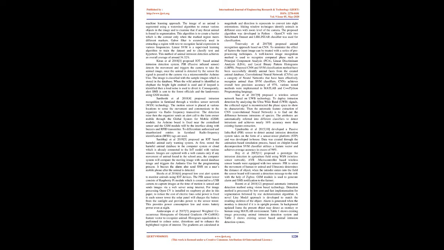Sheila et al. 2016-6 proposed a low-cost alert system to monitor animals using IoT devices. The PIR sensor tower consists of a Raspberry Pi module connected to a USB camera to capture images at the time motion is sensed, and sends images via a web server using the internet. For image processing, OpenCV is also installed on the Raspberry Pi in this paper. To reduce the cost of electric lines, solar power is fixed in each sensor tower. The solar panel charges the battery from the sunlight and provides power to the sensor tower. This keeps power consumption low and stores battery power even at night.